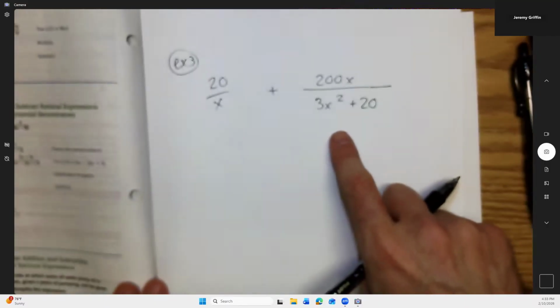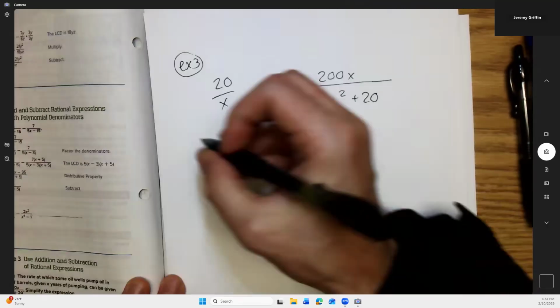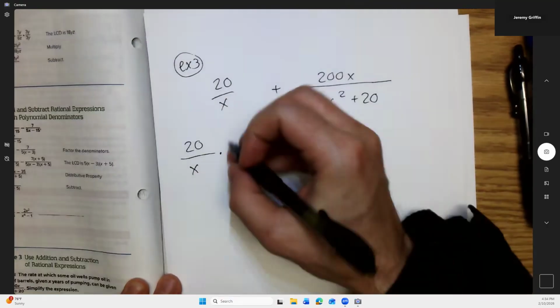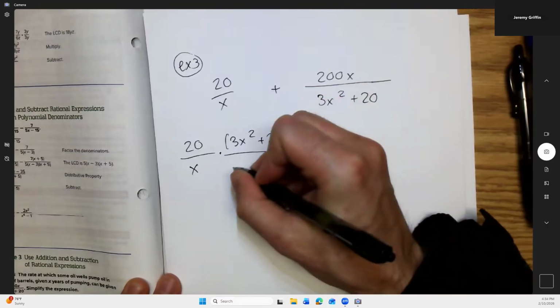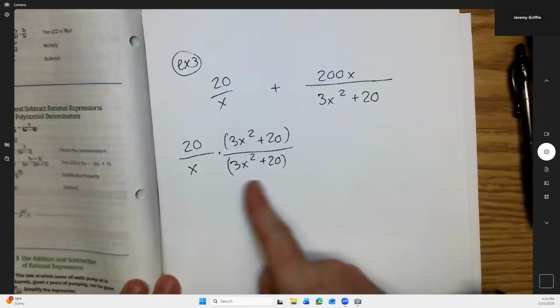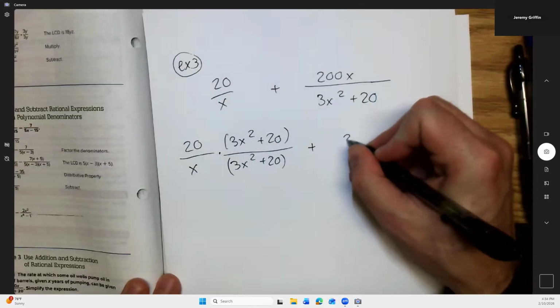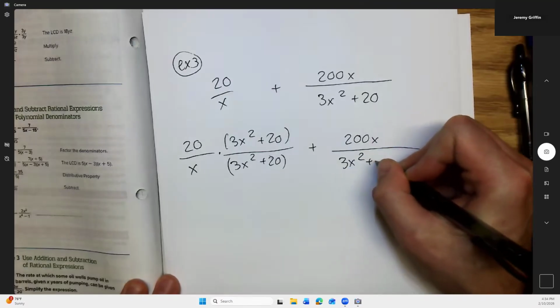Wow, this one. Okay, this one, I can't really factor in a way that's going to be helpful at all. The only thing I think I can do is multiply this entire top and bottom expression by 3x squared plus 20. So the other guy's denominator gets multiplied top and bottom. Oops, I should have put that in pink ink, but you guys get this is equal to 1. Okay? And then I'll do plus, and then same story on the other side. I got a 200x already up here, and 3x squared plus 20 already down here.